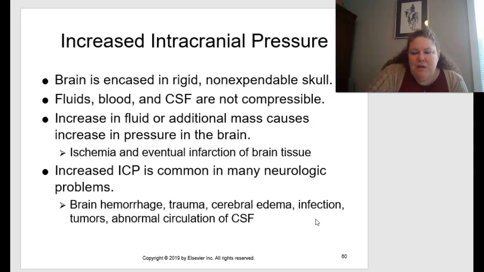Increased ICP is common in many neurologic problems such as brain hemorrhage, trauma, cerebral edema, infection, tumors, and abnormal circulation of CSF like hydrocephalus.